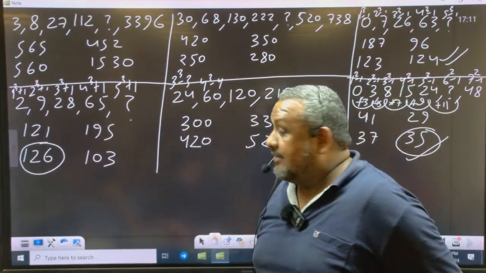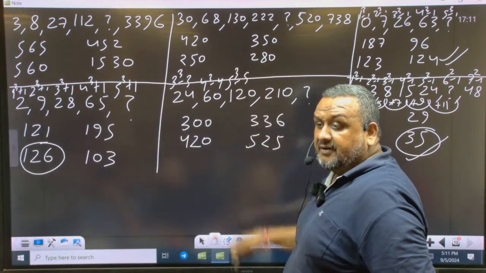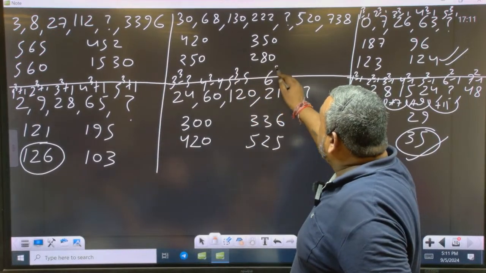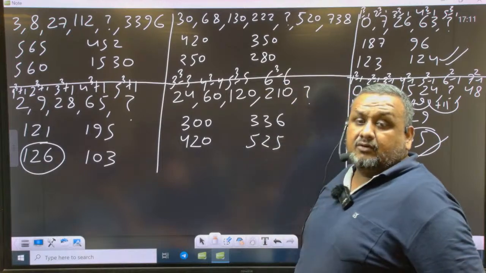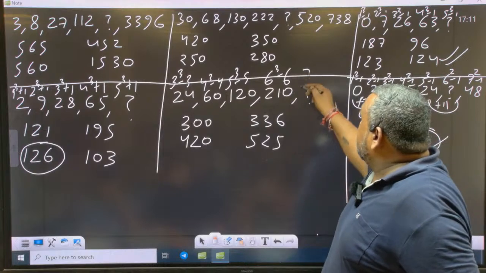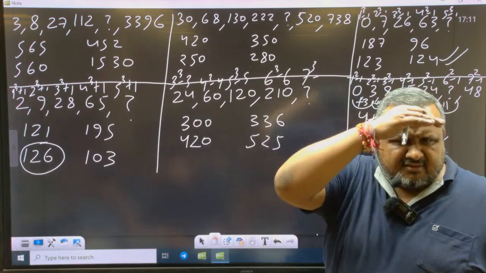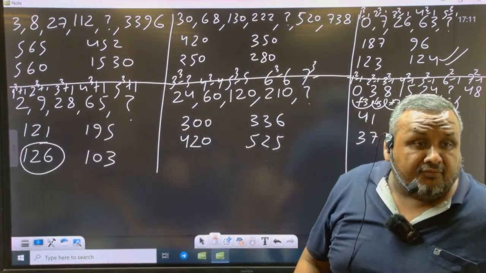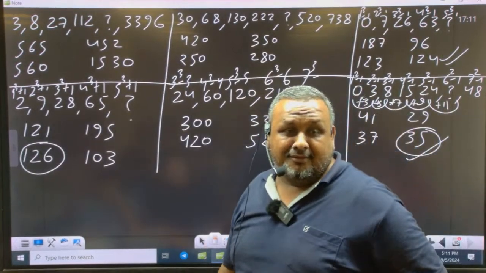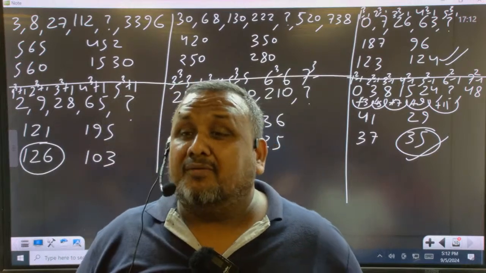Otherwise, 5 cube 125 minus 5. 6 cube 216 minus 6. To get the answer, what will be the calculation here? 7 cube. Tell me the cube of 7. It's 343. Then cube of 8. Very nice. Cube of 9.